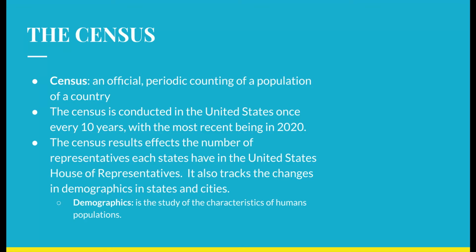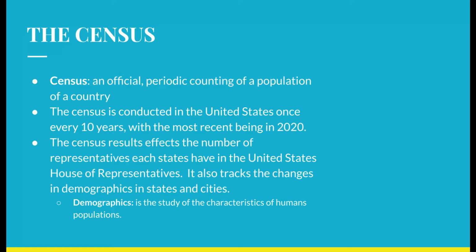The census. So, when talking about the American population and its growth or decline, you have to understand what the census is. The census is an official periodical counting of a population of a country. In the United States, we do a census once every 10 years, with the most recent census being in 2020, which we did last year.